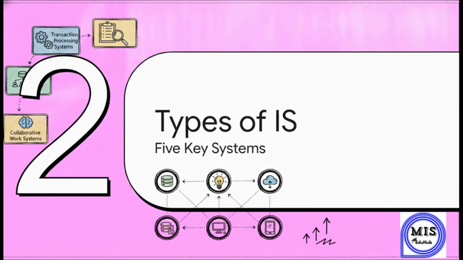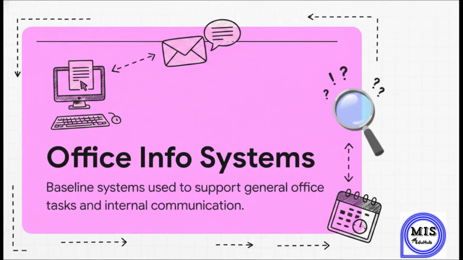Section 2. Types of Information Systems. Now, let's break down the 5 key systems you really need to nail down for your exams. First up, we have Office Information Systems, or OIS. These are the baseline, everyday tools we all use to get office tasks done. Think of your standard Microsoft 365 or a Google Workspace. It's the word processors, the email apps, the shared calendars. They basically form the digital backbone that keeps the modern office communicating effectively.